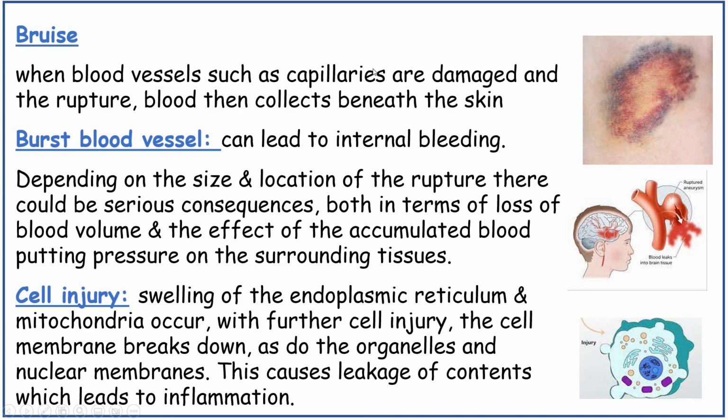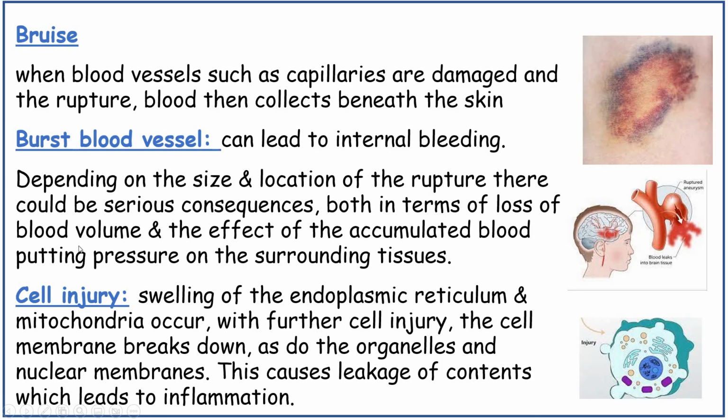Bruises. When blood vessels such as capillaries are damaged and then rupture, blood then collects beneath the skin. A burst blood vessel can lead to internal bleeding. Depending on the size and location of the rupture, there could be serious consequences, both in terms of loss of blood volume and the effect of the accumulated blood putting pressure on the surrounding tissues. So an aneurysm, for instance, which is a burst blood vessel in the brain, can be very serious.